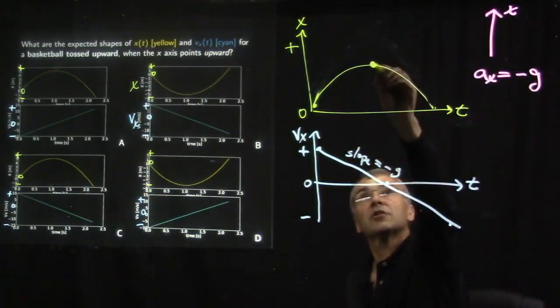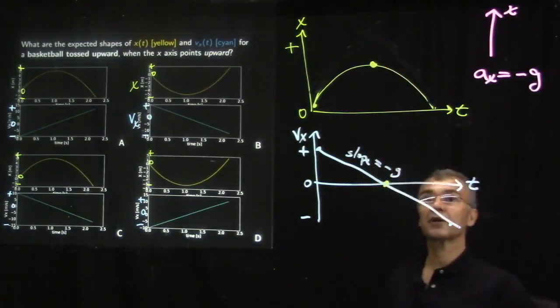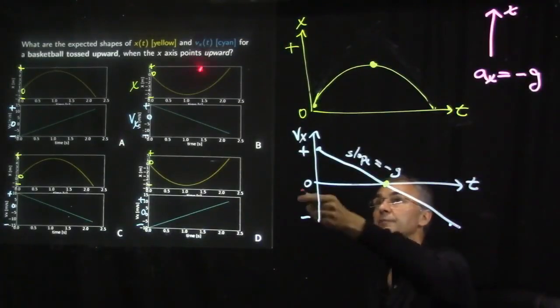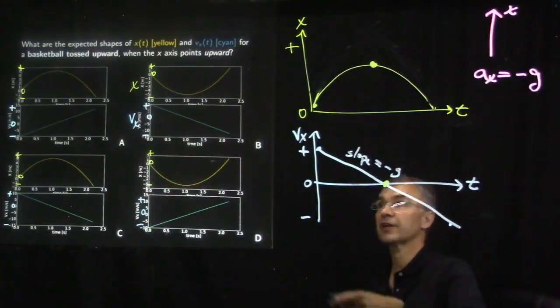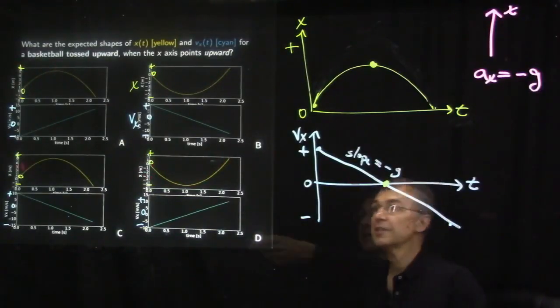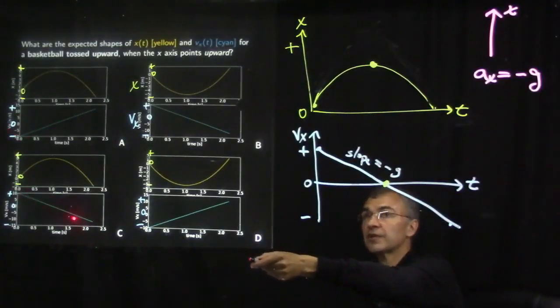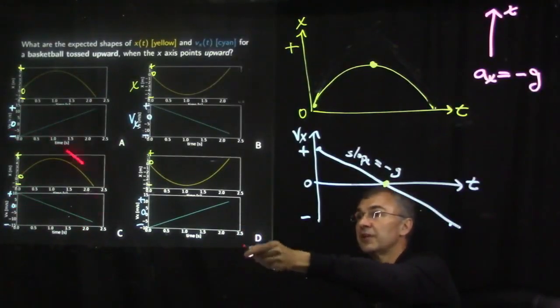See, this point, the local maximum, corresponds to this point where the slope is 0. Now, who looks like that? Well, B doesn't look like that because it's smiling instead of frowning. And D doesn't look like that because it's smiling instead of frowning. So I guess it's either A or C. Here, the slope of the velocity curve is downward. That's what we want. Upward doesn't make sense. So the only one that could make sense is C.